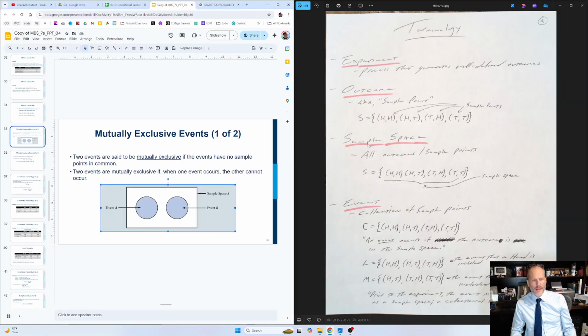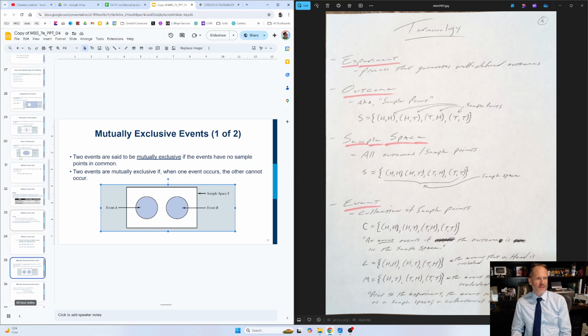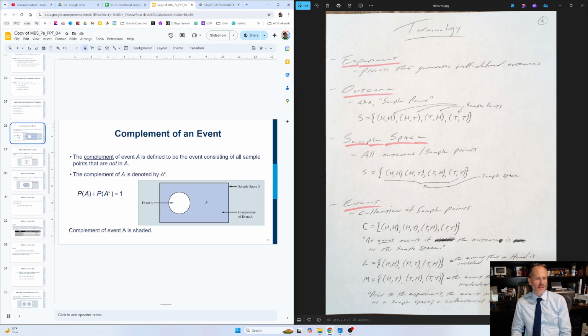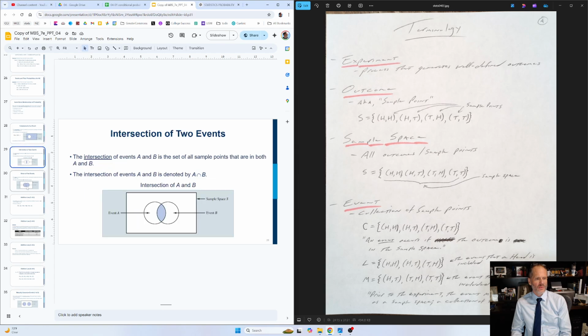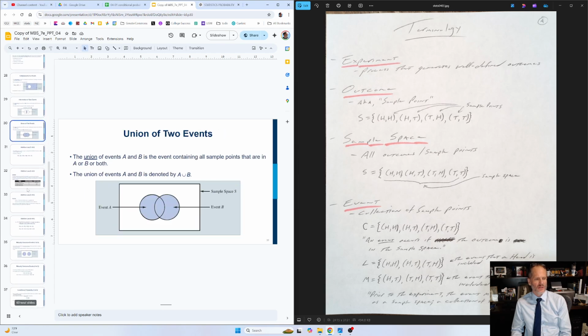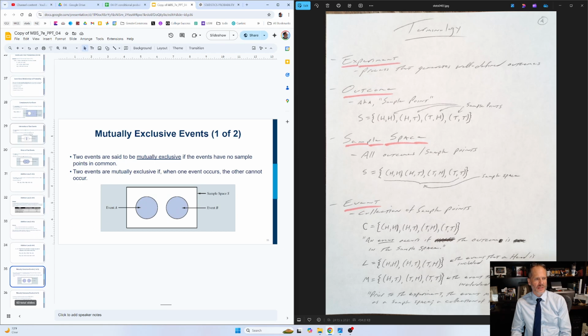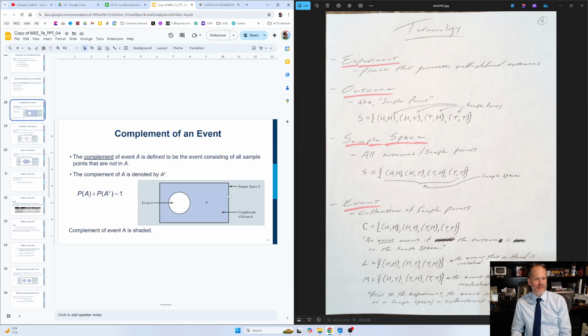So now we're going to learn about mutually exclusive events, and this is going to be our last box with a circle in it. Remember, we had this box with a circle in it, this box with circles in it, and now we have this box with circles in it. And again, remember what the box is. The box is the sample space.